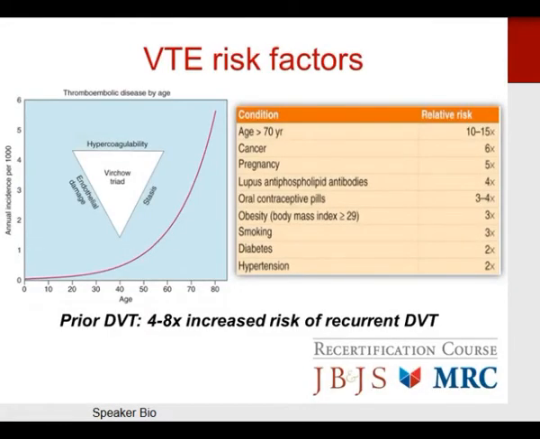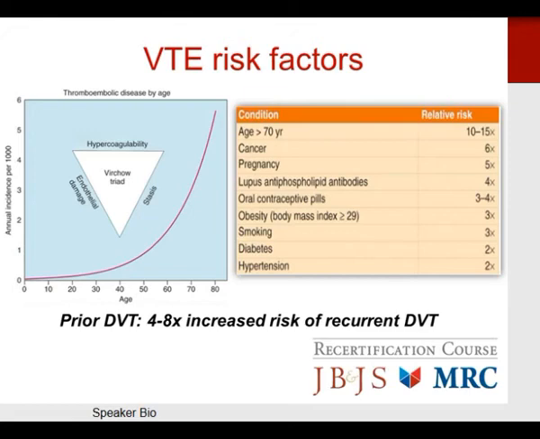So there are a number of risk factors that we can talk about for VTE. Again, Virchow's triad is important to recognize. All orthopedic patients are basically at risk for VTE by virtue of the fact they've undergone orthopedic surgery. It's also important that age is a very, very important risk factor. So the older a patient is, the higher chance that we'll have a blood clot. Other risk factors include pregnancy, smoking, diabetes, and these things listed here.